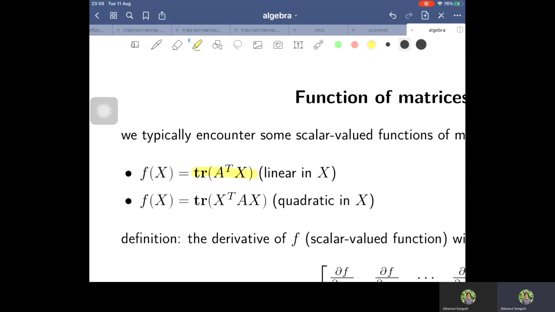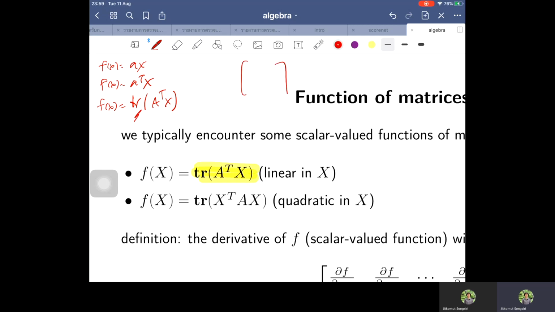First is a generalization of a linear function in X, a linear function in matrices. For a scalar it is AX, for a vector it is A transpose X. For a function of matrices it is trace of A transpose X. Trace is an operation that only takes a square matrix. Trace is the sum of the diagonal terms.